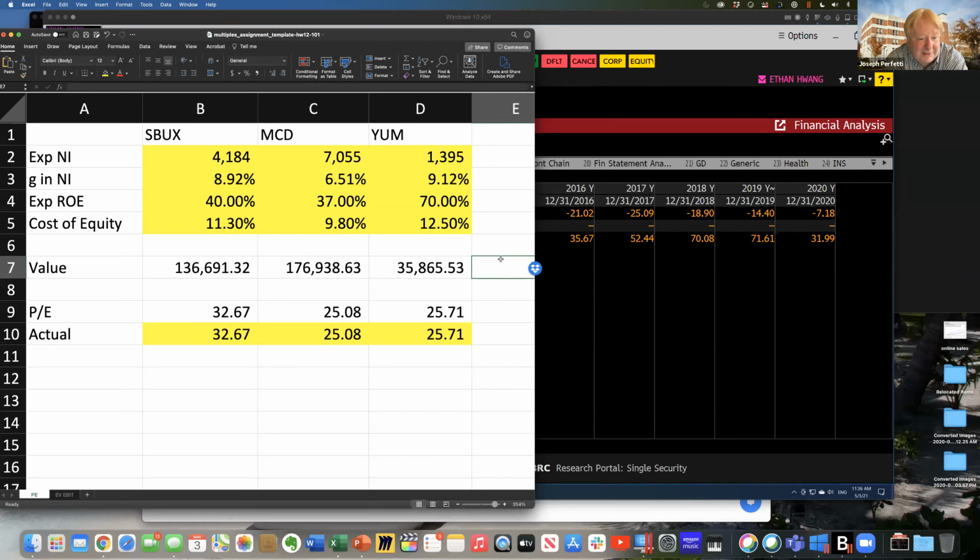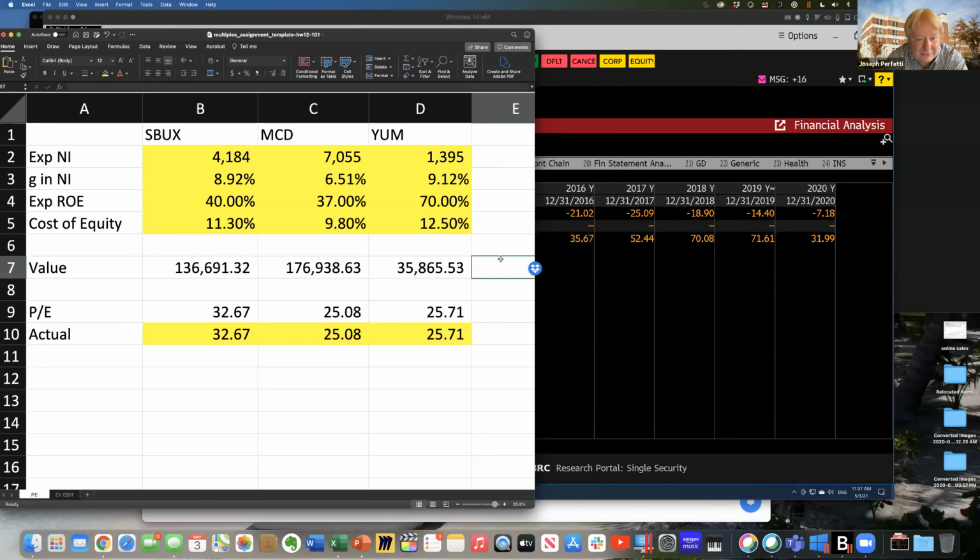McDonald's is trading at a slight discount to Yum, not as much as you would expect, despite the lower growth rate and lower spread, because again, they have the lowest cost of capital of the three in terms of cost of equity, 9.8 versus 12.5 at Yum. And that's why their PE is actually much better than it otherwise would be, despite the fact that they have lower growth and lower spread than Starbucks and Yum.